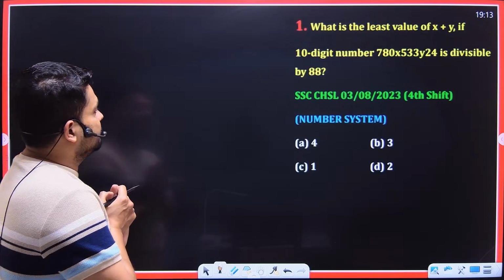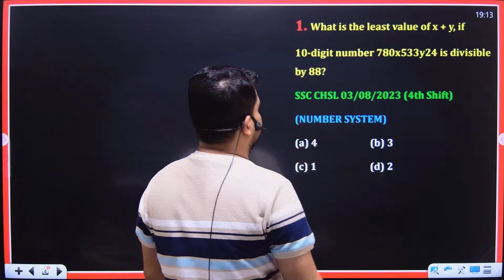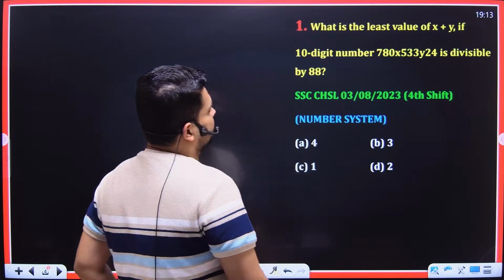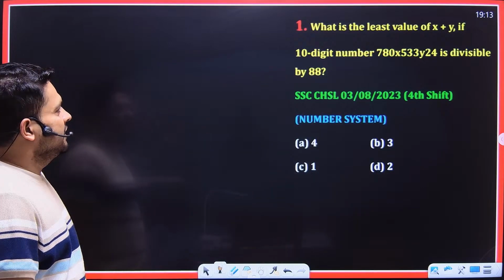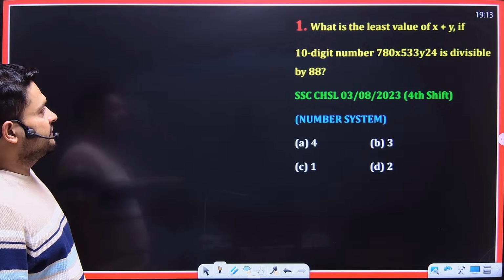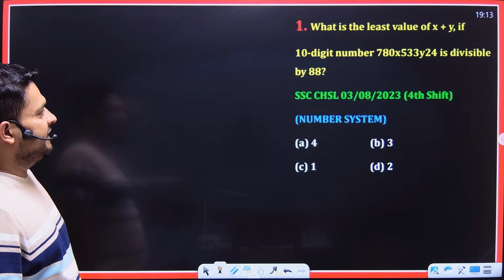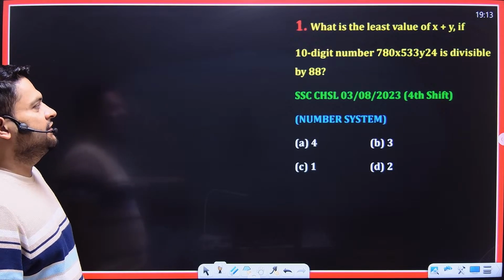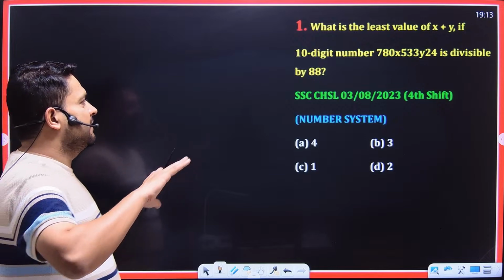This is the first question, asked in the number system, from CHSL 3rd August 2023. What is the least value of x plus y if the 10 digit number 780x533y24 is divisible by 88?